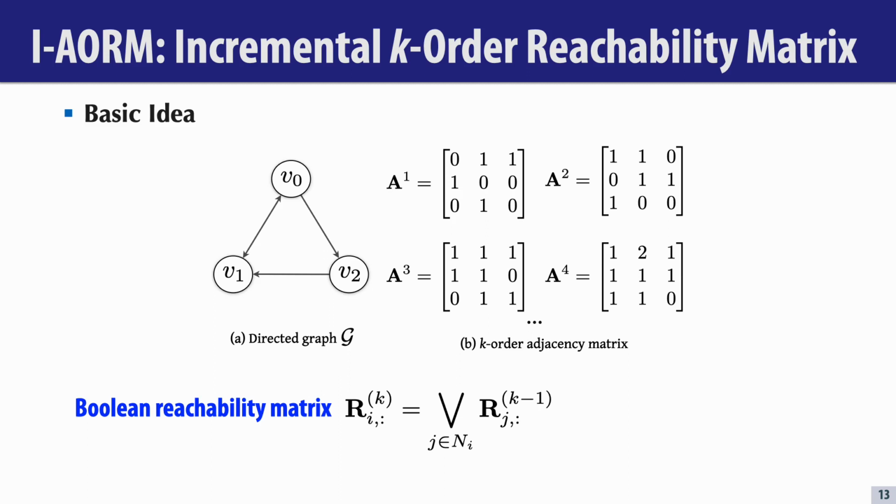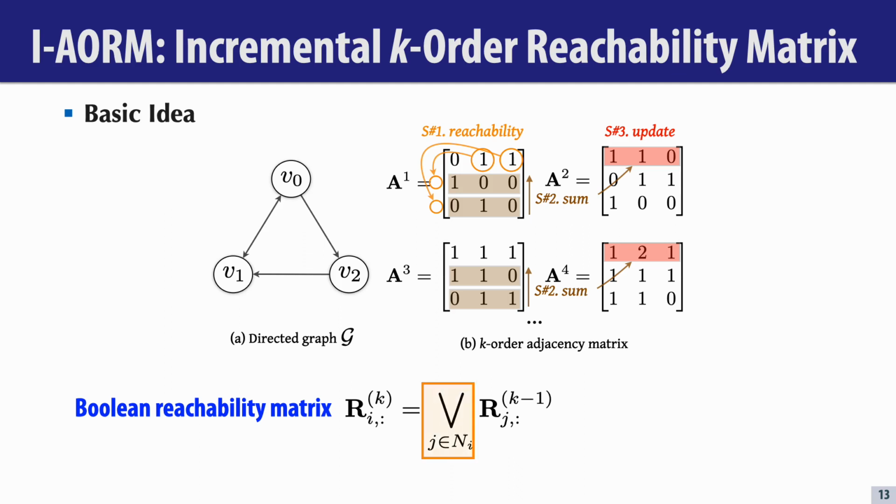This slide illustrates the key idea of the computation procedure in IAORM. The basic idea is that we can utilize the column-wise summation of non-zero elements based on neighborhood information in an adjacency matrix. To overcome the divergence problem for the power of the adjacency matrix, we exploit the Boolean reachability matrix R instead of the adjacency matrix A. We use the big V operator to perform the element-wise logical OR operation with all columns of the jth row in R_{k-1}, where J is the set of the first order neighborhood nodes of i.